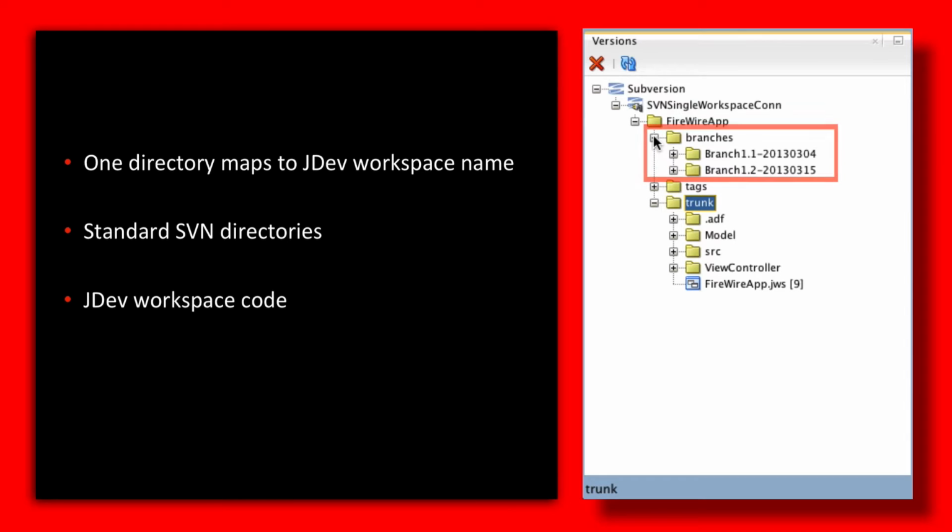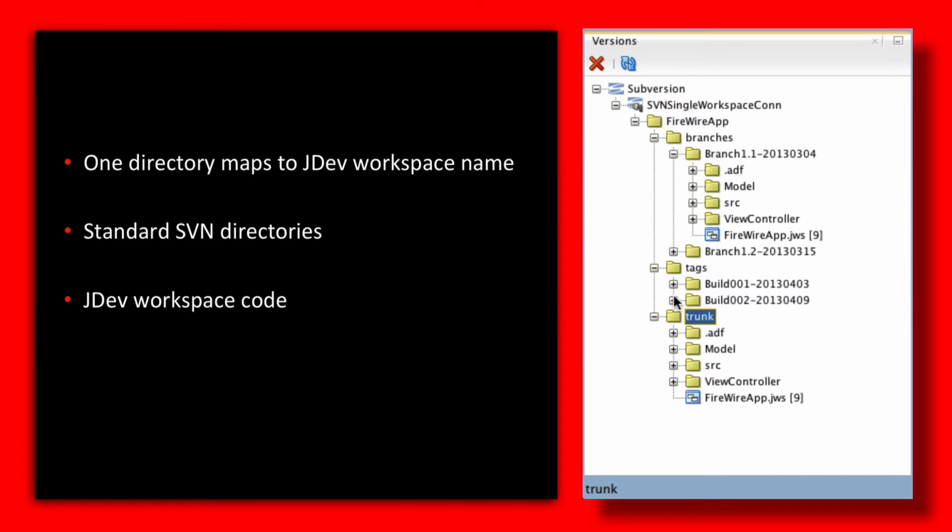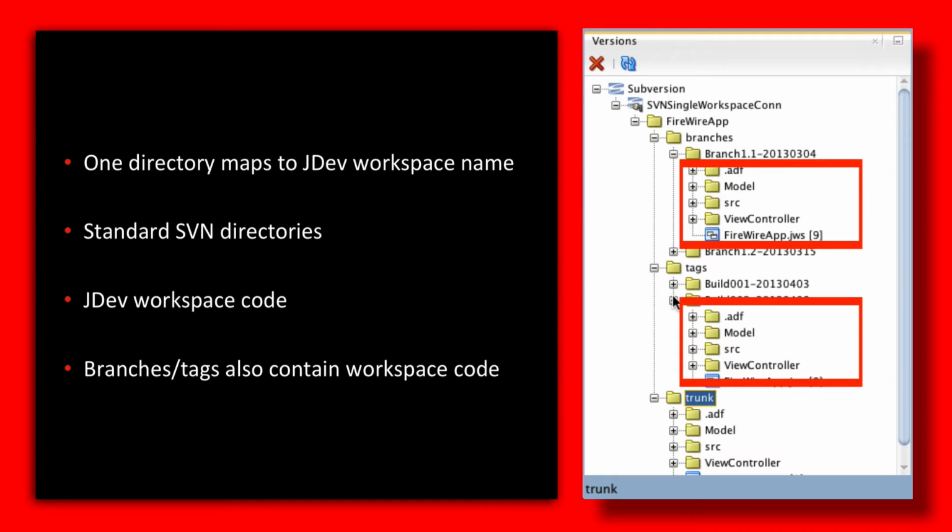In this example, in addition, we can also see some branches. The branch versioning scheme here, 1.1, 1.2, and the associated dates is just a scheme that I've seen at other sites. It's up to you to create your own branch numbering scheme. You can also see the tags equivalent here, and obviously this particular customer is using a CI engine, continuous integration server, to create a number of nightly builds, and you can see the build 001, build 002 numbering scheme here. Within the branches and the tags directory, you can see the associated workspace code.